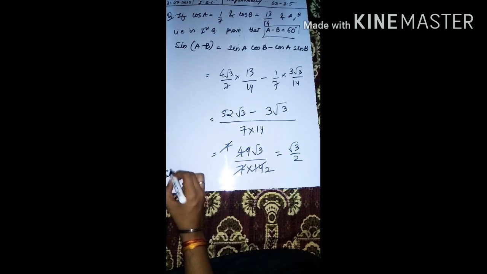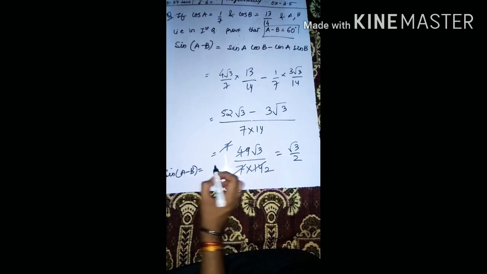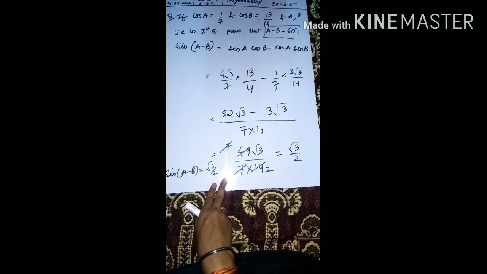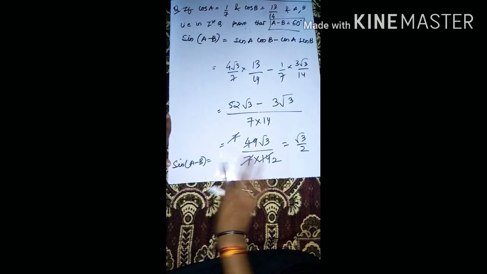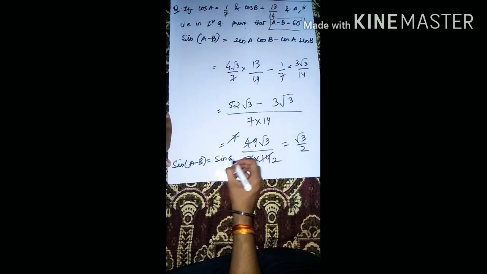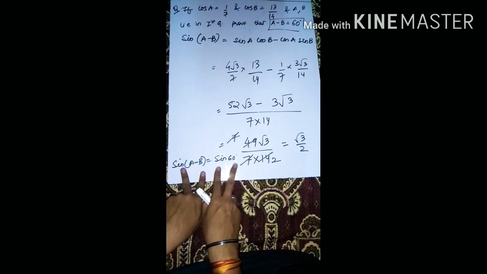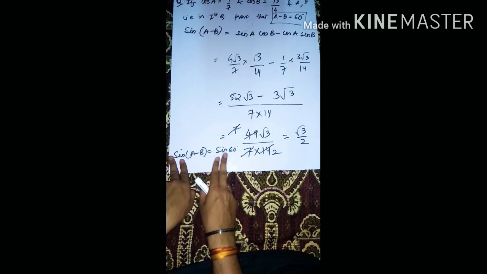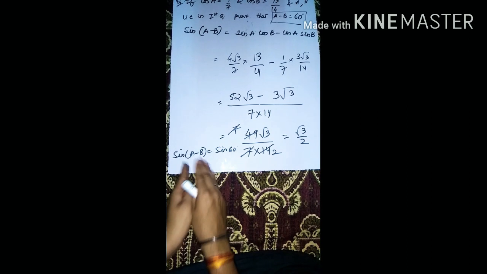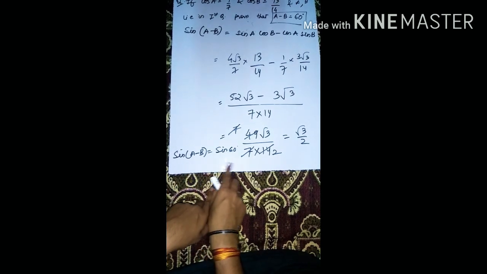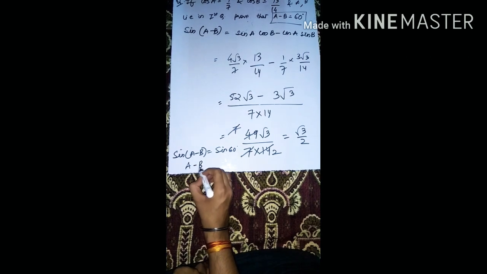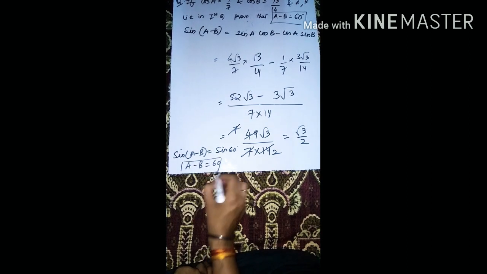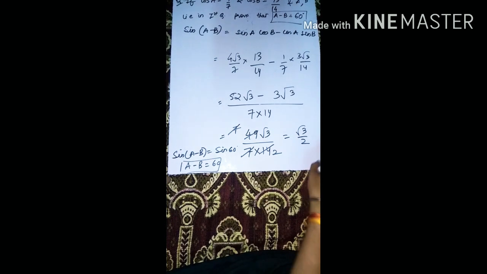So what can we say from here? This is root 3 upon 2. Root 3 upon 2 is sine 60 degree. Alright. Okay, now sin(A minus B) is equal to sin 60 degree. Don't cancel sine with sine. I told you that we always compare the sine function. So you have to write, on comparing the sine function, A minus B is equal to 60 degree. That is the answer. Alright.